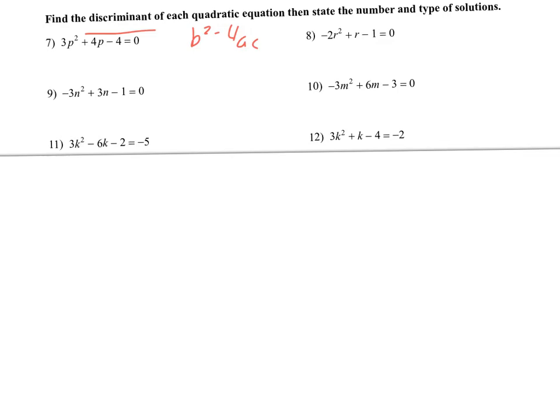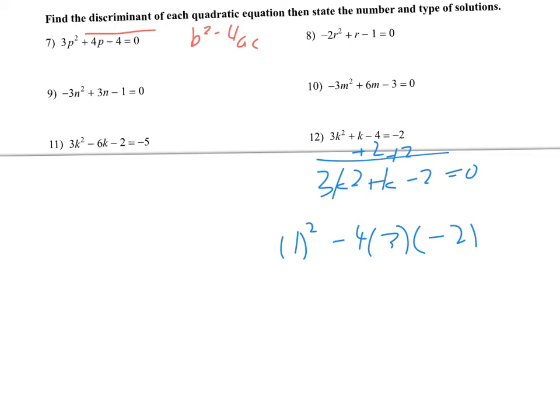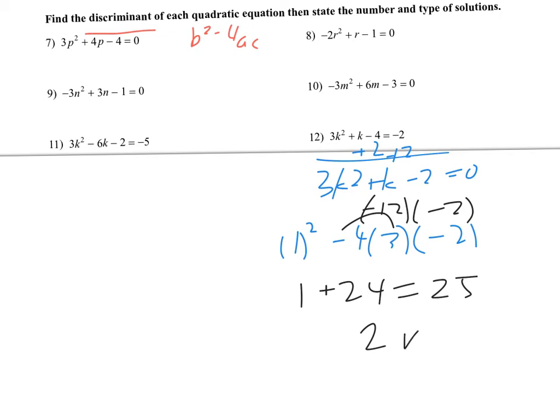All right, last one on this set. We do need to get one side to 0 before we do this. Just like the quadratic formula, for the discriminant we need one side at 0. And then I'll do my b squared minus 4 times a times c. And so when I multiply these numbers, this is just 1. Multiplying these numbers is negative 12 times negative 2, so that's actually plus 24. So our discriminant is 25, which means 2 real solutions. Anytime that's positive, you're going to get 2 real solutions.